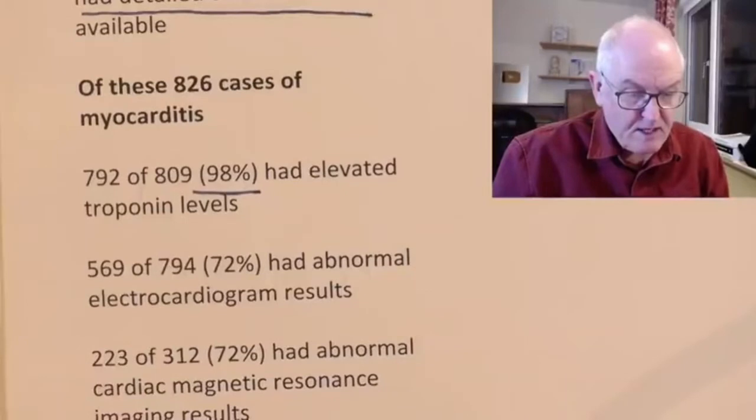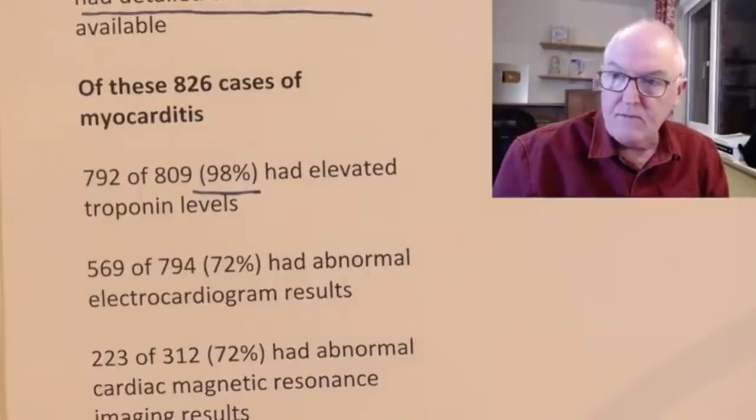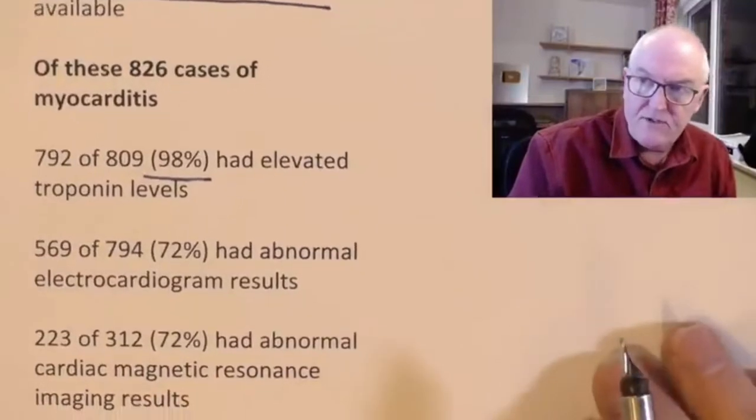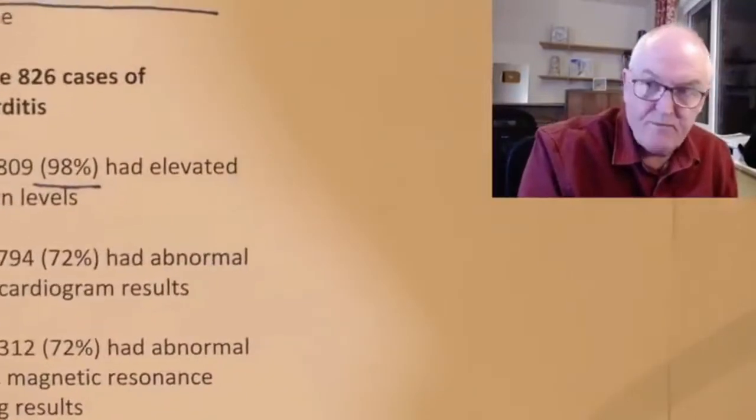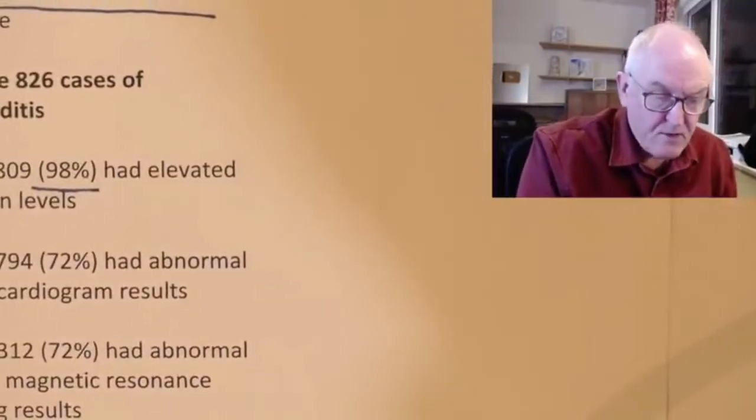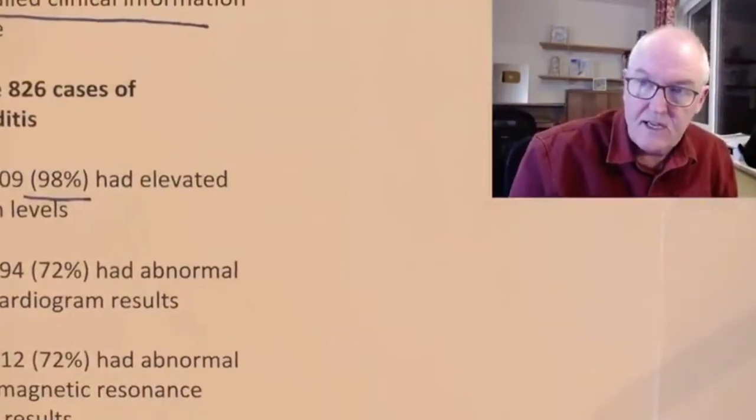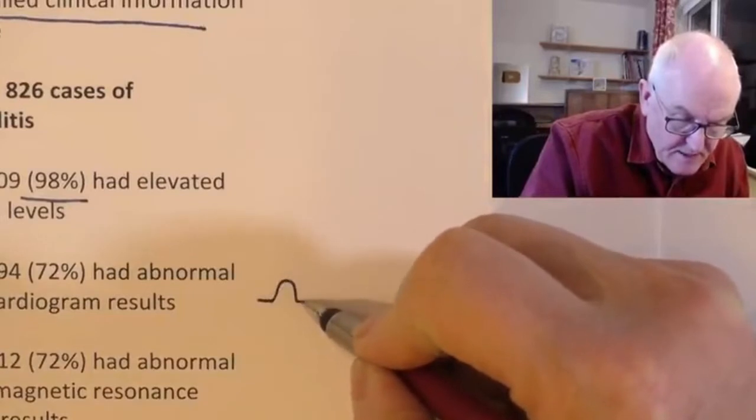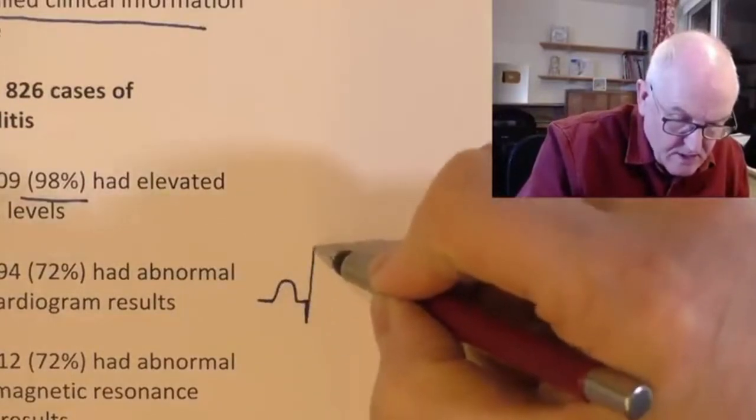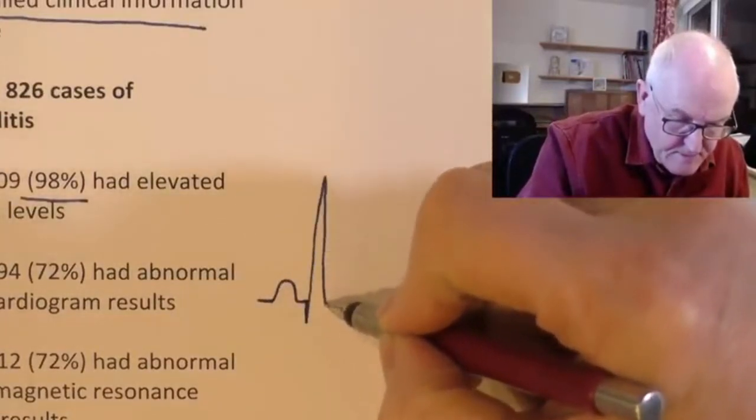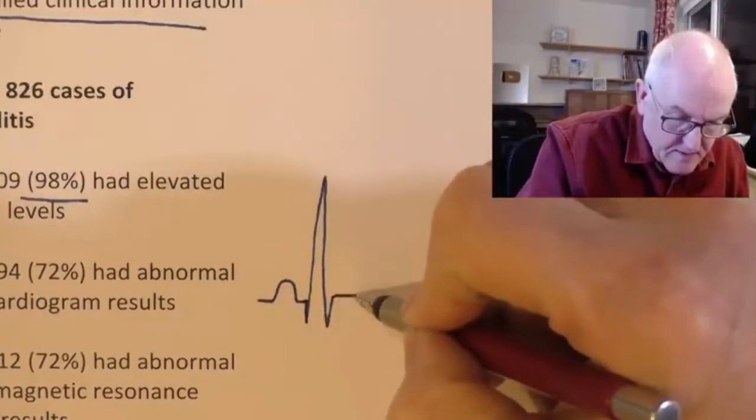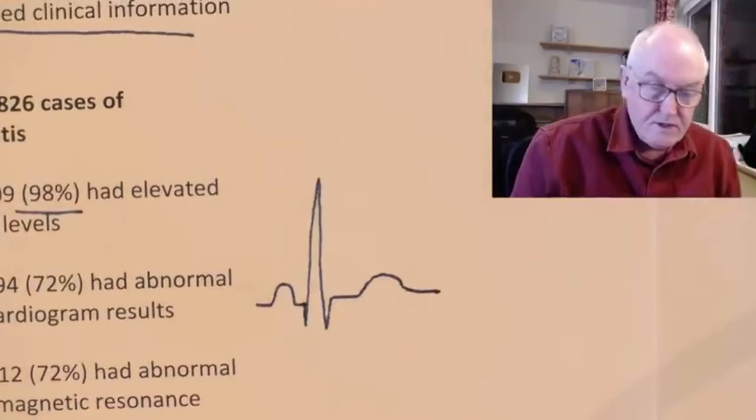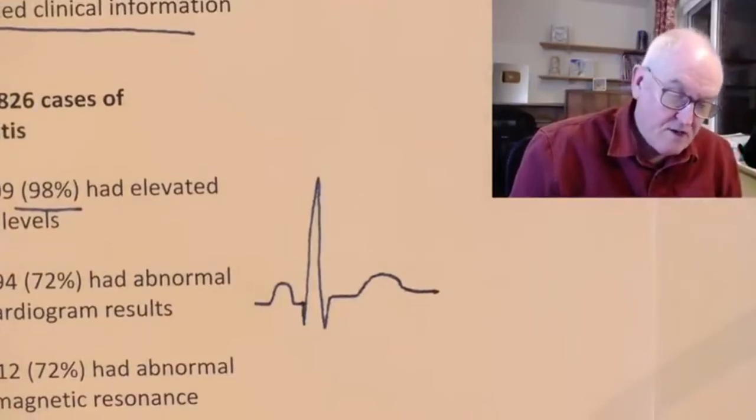72% abnormal electrocardiogram results. And again, there are criteria for this. So the electrocardiogram is just the way the heart is beating. You probably, in the UK we call it ECG, in the States they call it EKG. So you have a P like that, then you have a QRS complex like that, and then you have a T wave like that. And they represent the electrical activity going on in parts of the heart.